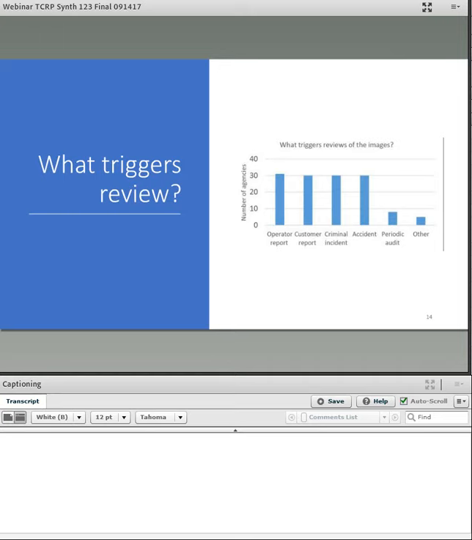What triggers review? What triggers review of the images? Typically there's an operator report, there's a customer report, there's an incident or an accident, there's a periodic audit sometimes, and then another one, something I was working on once in a project at SEPTA: there was an equipment failure, and we wanted to see if we could see what was happening with this equipment as people were getting on and off, and that worked out well.